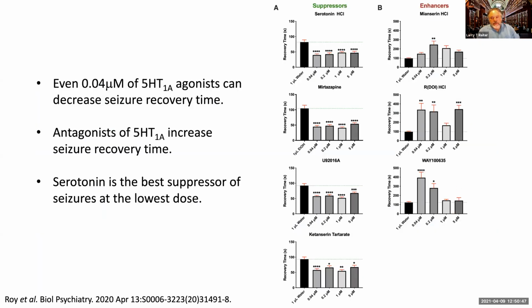So how does this look when you spell it out a little bit? You can see that here we've got serotonin, mirtazapine, and these other compounds that are agonists of 5-HT1A, and we get nice suppression of the seizure phenotype, even at low concentrations in the food. Serotonin being the best suppressor, actually, of the seizure phenotype. And then we get these nice enhancements when we add compounds that are known antagonists of 5-HT1A.